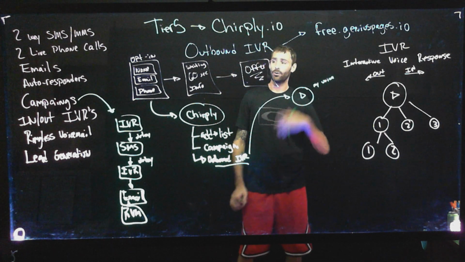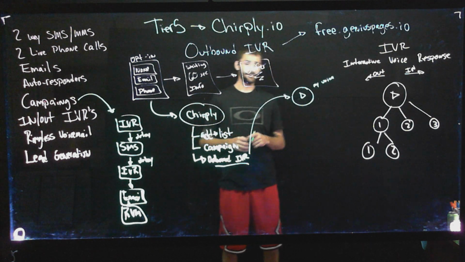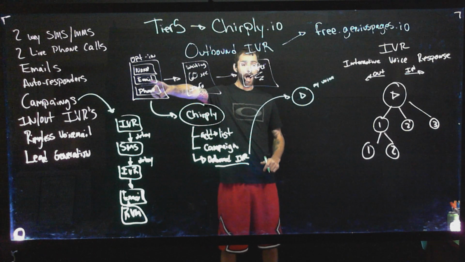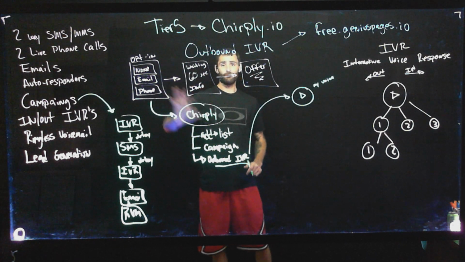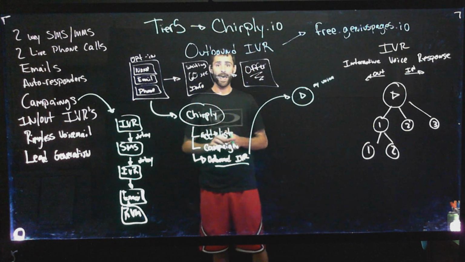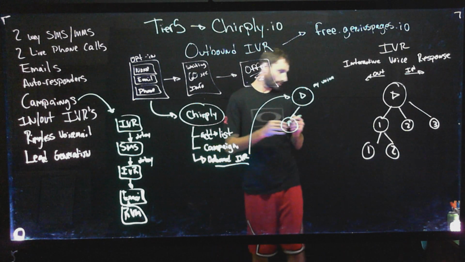So they pick up the phone, and when they pick up the phone, they hear my voice, and it's a message something like this. Hey, this is John, the founder of Tier 5. I noticed that you just opted into my free software funnel to get a free Genius Pages account and a free Chirpley account. If you want to go ahead and get those accounts set up, go ahead and press 1, and I'll get your account set up.